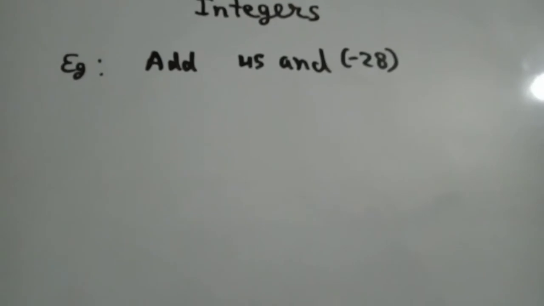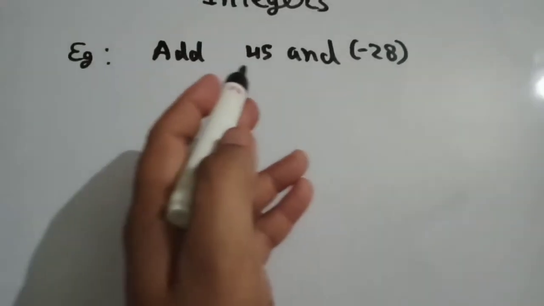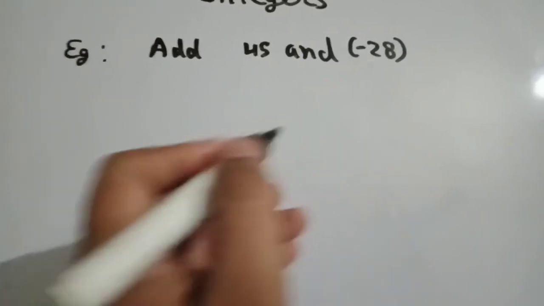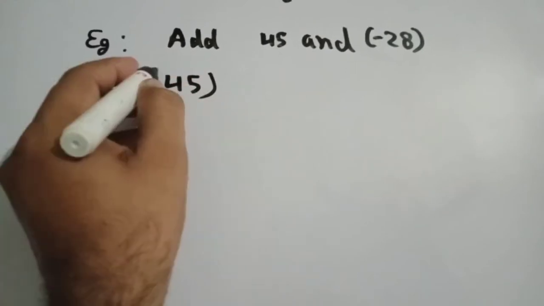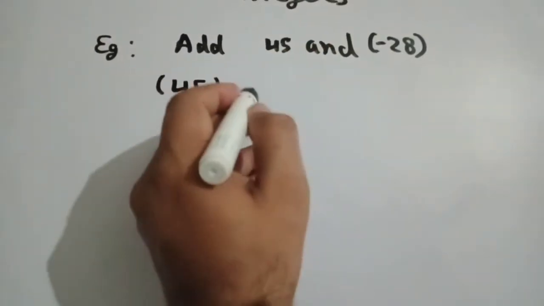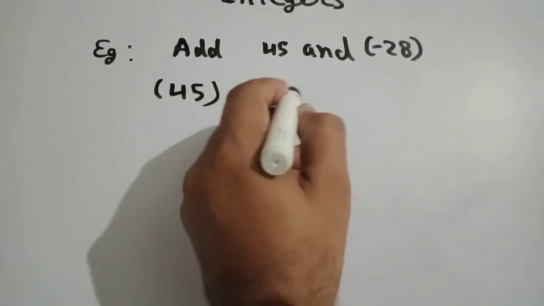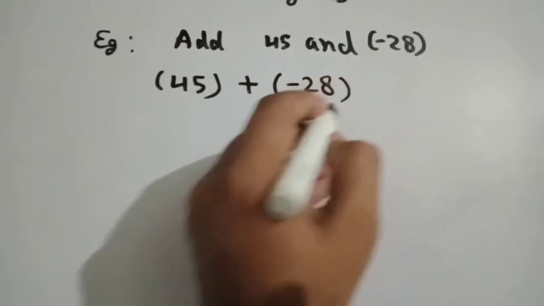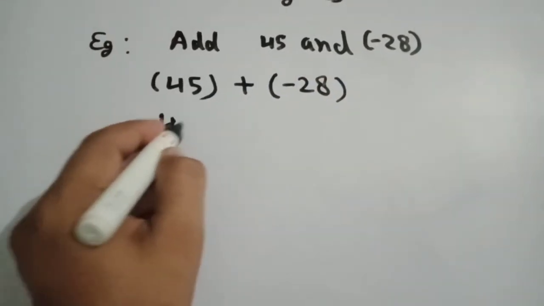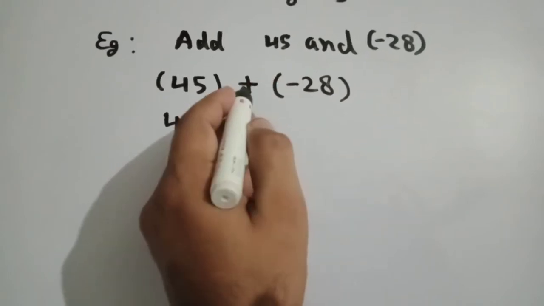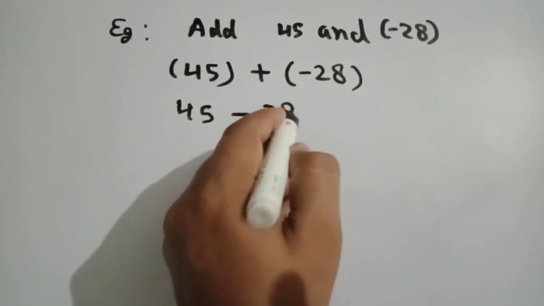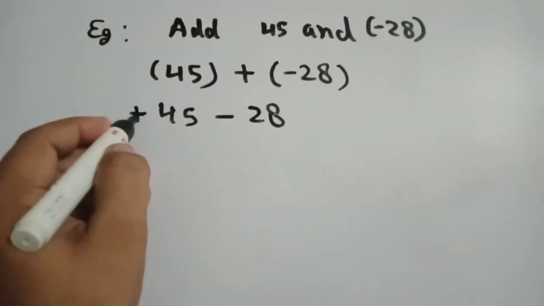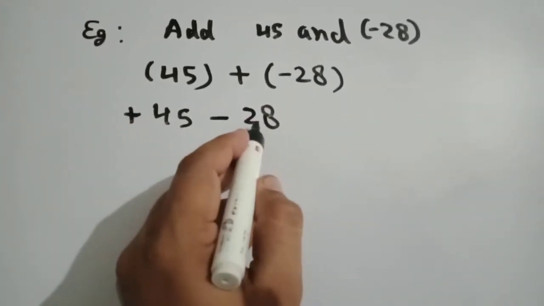So student, the first example is based on addition. How can we add 45 and minus 28? You use brackets, put the symbol of addition, then minus 28. Then 45, here is a positive sign, and the negative becomes negative 28. Now further check, this is a positive integer and this is a negative.